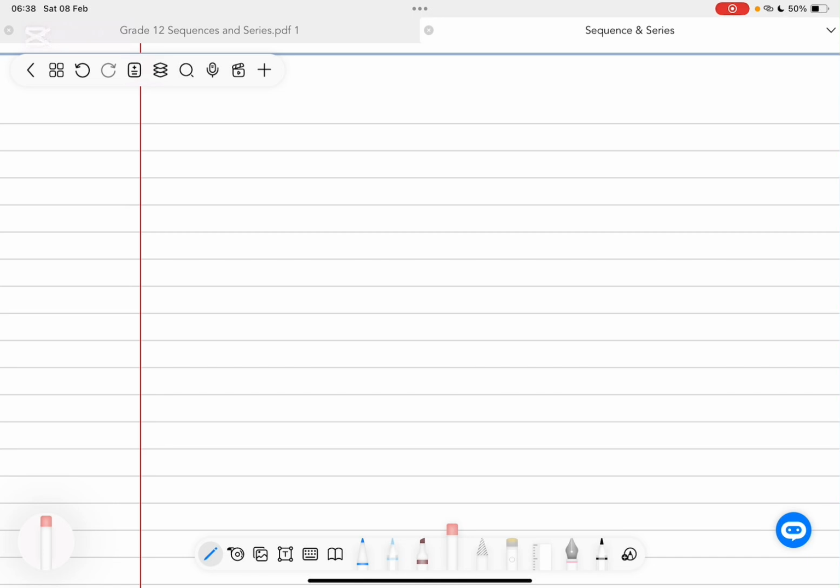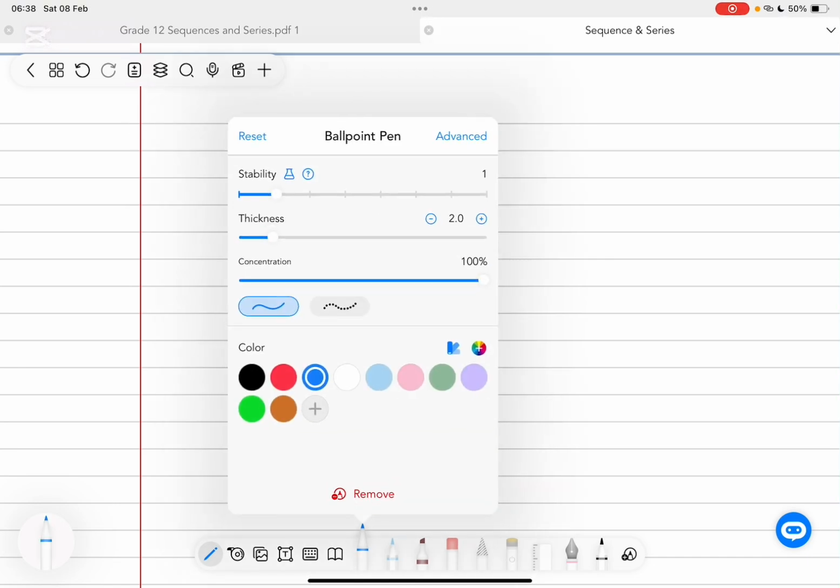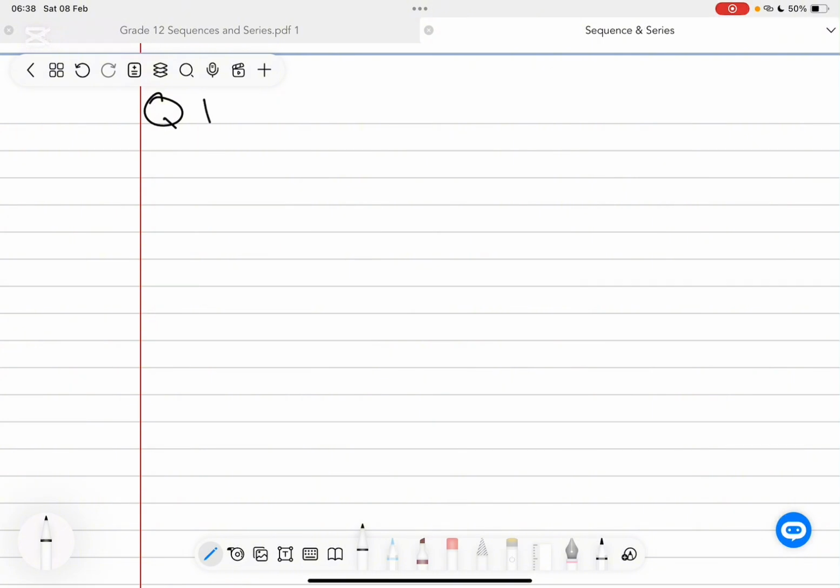I'm going to write my sequence down so that the first term is 12, the second term is 20, the third term is 30, the fourth term is 42, and the sequence goes on like that. We know that in a quadratic sequence we have the first difference, where I say 20 minus 12, which gives me an 8. Then I say 30 minus 20.